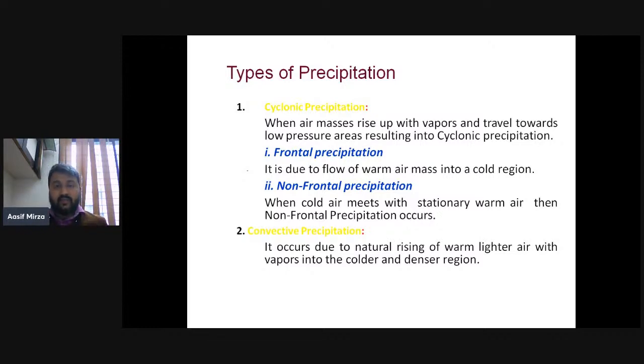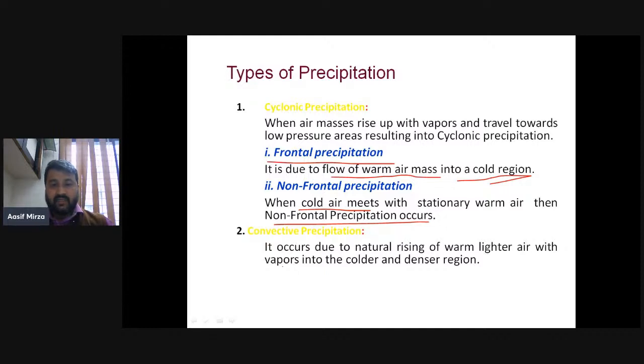Frontal precipitation is nothing but the flow of warm air mass into the cold region, and in non-frontal precipitation, the cold air meets with stationary warm air. You can see here, when warm air goes into the cold region, frontal precipitation occurs, and when the cold air meets with the stationary warm air, then non-frontal precipitation occurs.